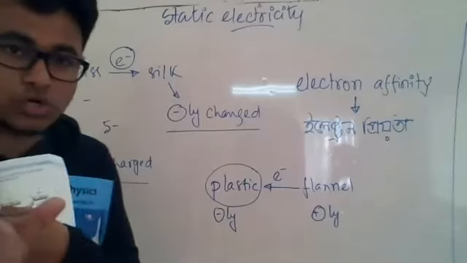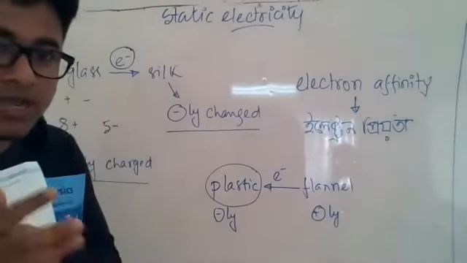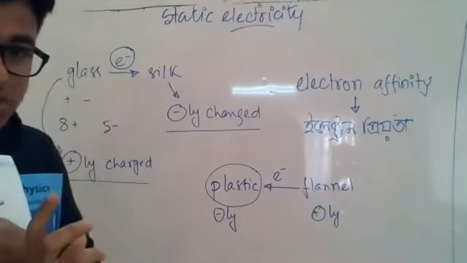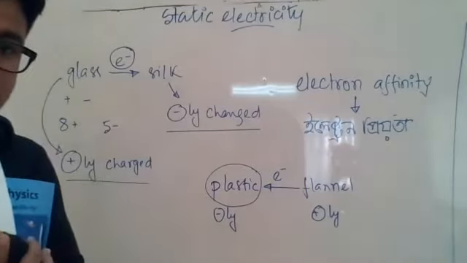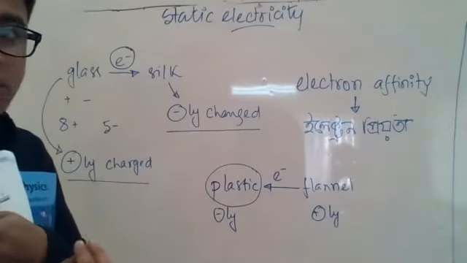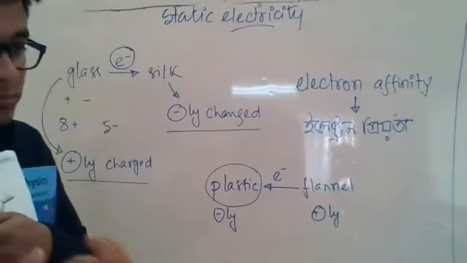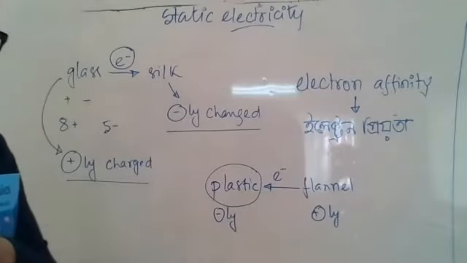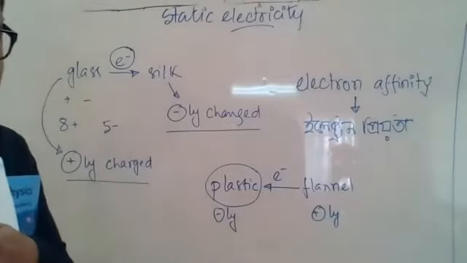Okay, the concept is, in short, I will put it into a couple of lines. Whenever you have two objects and you rub them against each other, one of them will become positively charged, another will become negatively charged. That means one object will lose some electrons, another object will gain some electrons. The object that gains electrons will be negatively charged and the object that loses electrons will become positively charged.